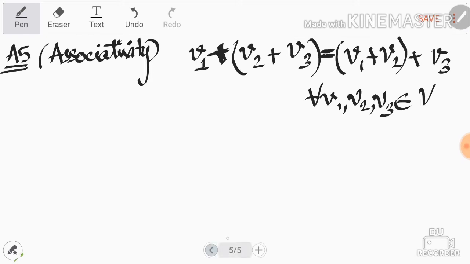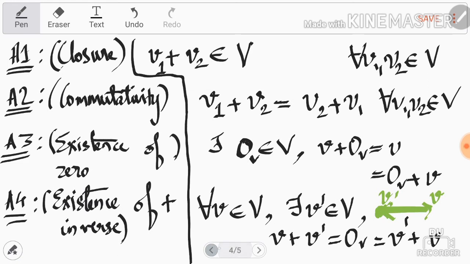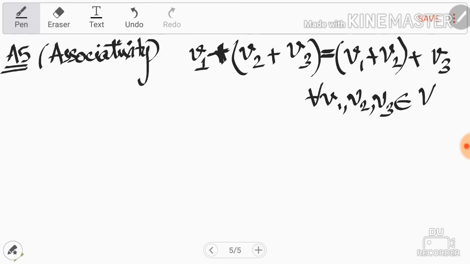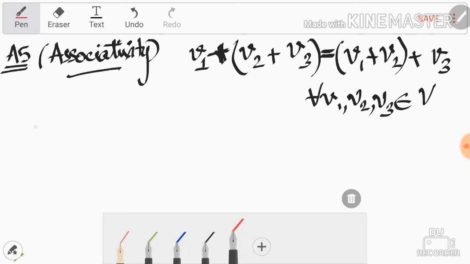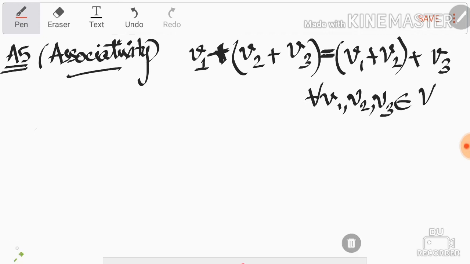Now this accounts for the properties associated to vector addition. So please remember that there are 5 different properties for vector addition, starting from closure, commutativity, existence of 0, existence of inverse, and the associativity property. Now let's talk about the properties related to scalar multiplication. We'll call it SM1 to 5.